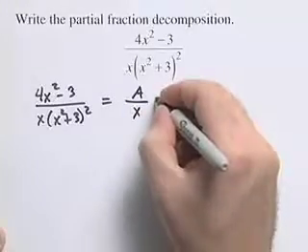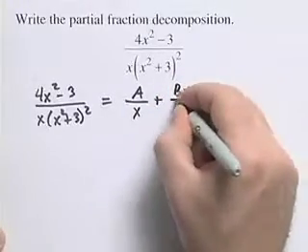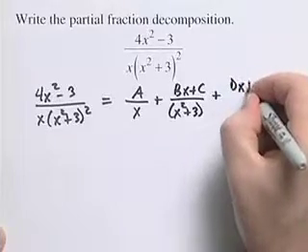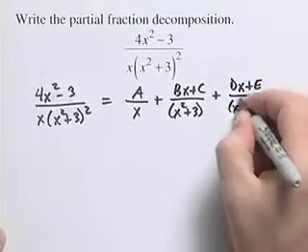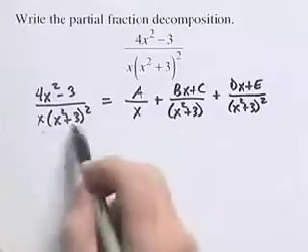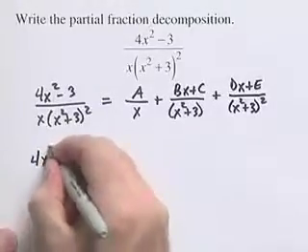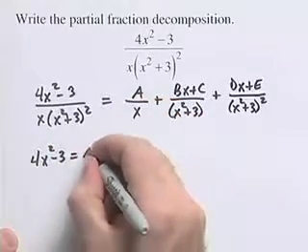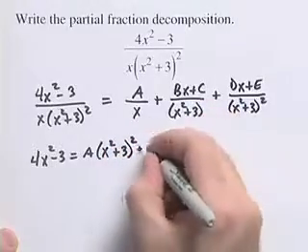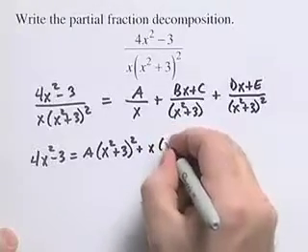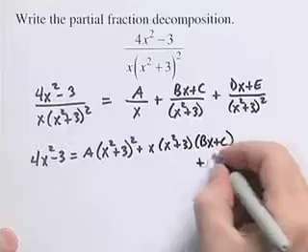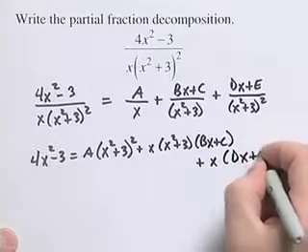a divided by x, our linear factor, plus (bx plus c) over (x squared plus 3), that's our quadratic factor, plus (dx plus e) over (x squared plus 3) quantity squared. We're going to clear the fractions by multiplying by this denominator. That'll give us the identity 4x squared minus 3 is equal to a times (x squared plus 3) quantity squared plus x times (x squared plus 3) times (bx plus c) plus x times (dx plus e).